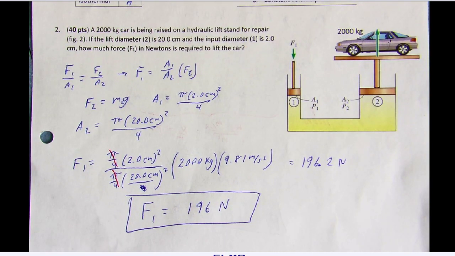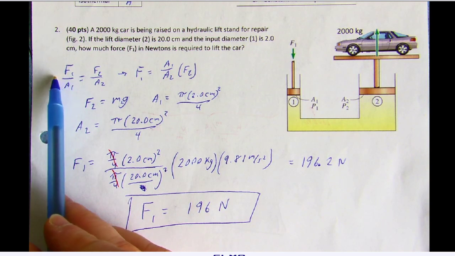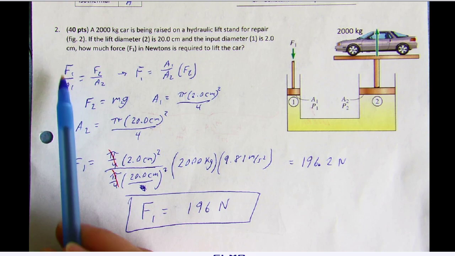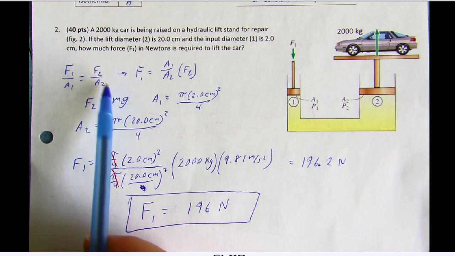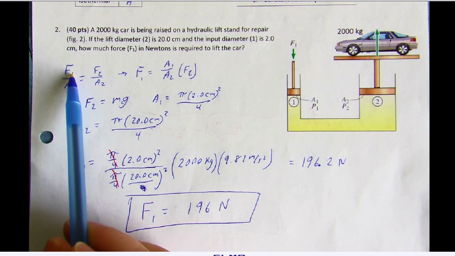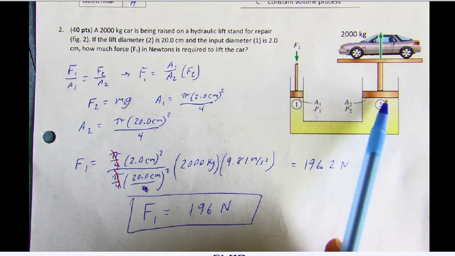Number 2 was a car raised on a hydraulic lift. And you should have been able to just rearrange this equation. This is basically Pascal's mechanical advantage law. So F1 divided by A1 equals F2 divided by A2. Remember, these are pressures, right? All this is saying, pressure is a force per unit area. So it's saying the pressure here is equal to the pressure there.